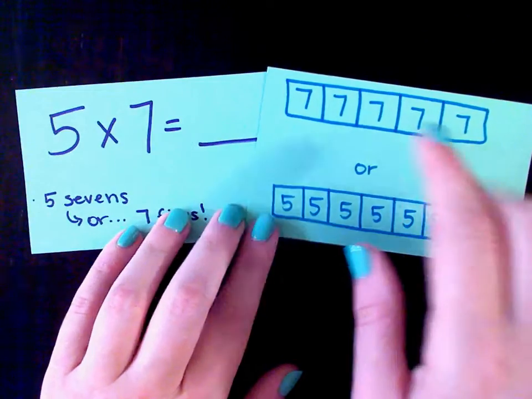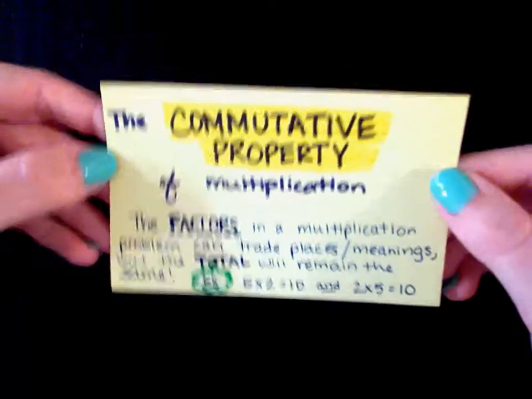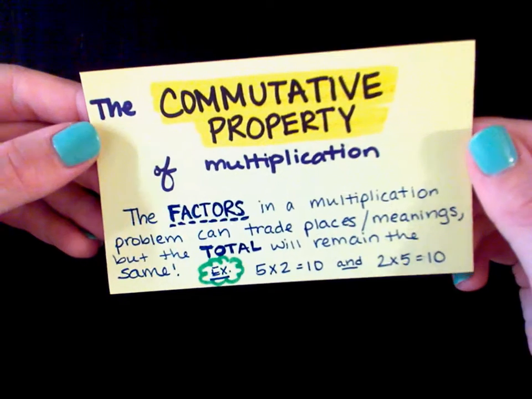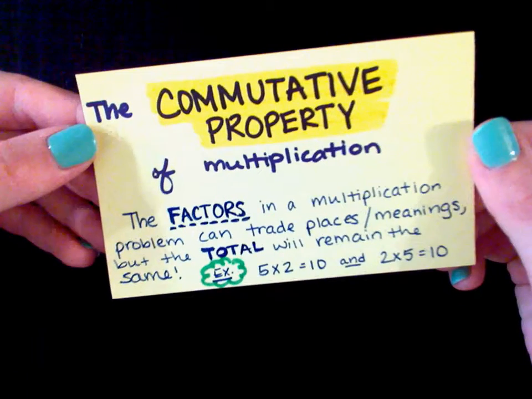So the commutative property is just a law of multiplication that says that factors in a multiplication problem can trade places and trade meanings, but the total will remain the same.